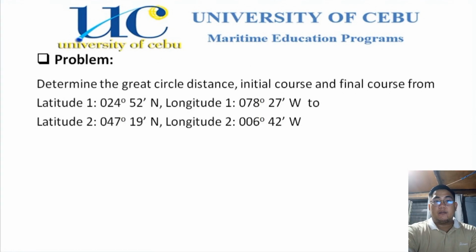And for our problem, determine the Great Circle distance, initial course and final course from latitude 1, 24 degrees and 52 minutes north. Latitude 2 is 47 degrees and 19 minutes north. For the longitude 1, 78 degrees and 27 minutes west. To longitude 2, 6 degrees and 42 minutes west.